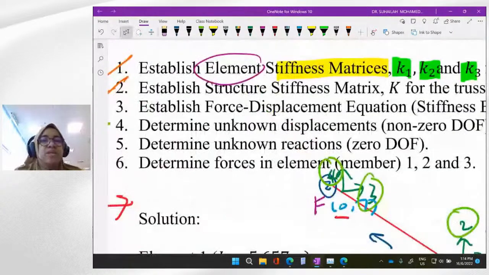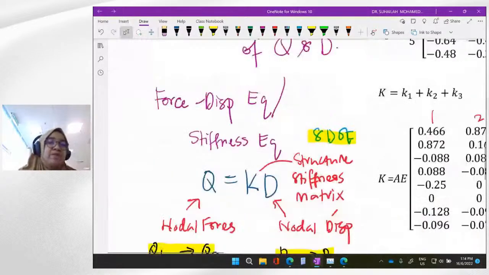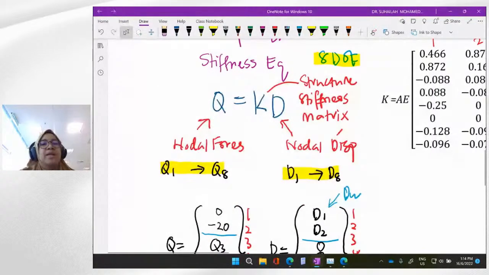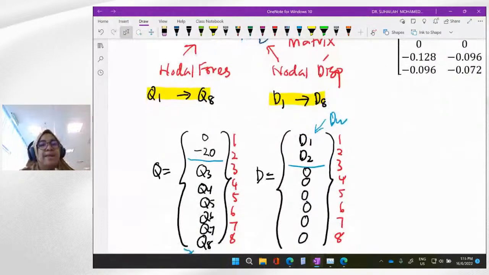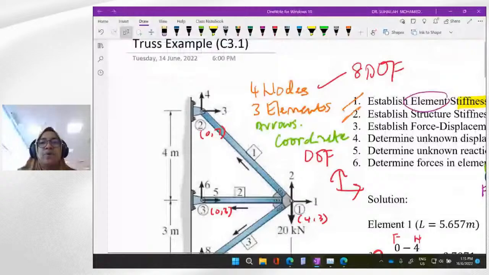Okay, so we will continue to establish the force displacement equation. Actually, the force displacement equation is only Q is equal to KD, and I have described Q is equal to KD in the first video. Okay, about the nodal forces and the nodal displacement. There are eight nodal displacements, there are eight nodal forces. We write Q and D in matrix form, and after we get K 8 by 8, we will write all in matrix form. So the force displacement equation refers to Q is equal to KD written in matrix form. Okay, so that is the answer for question number 3.